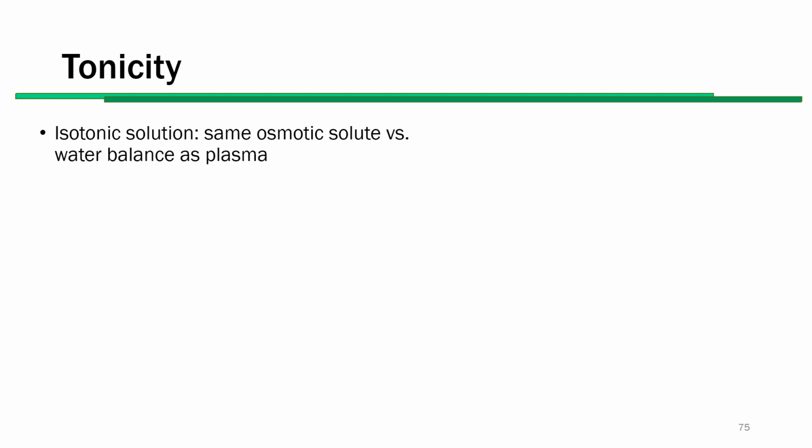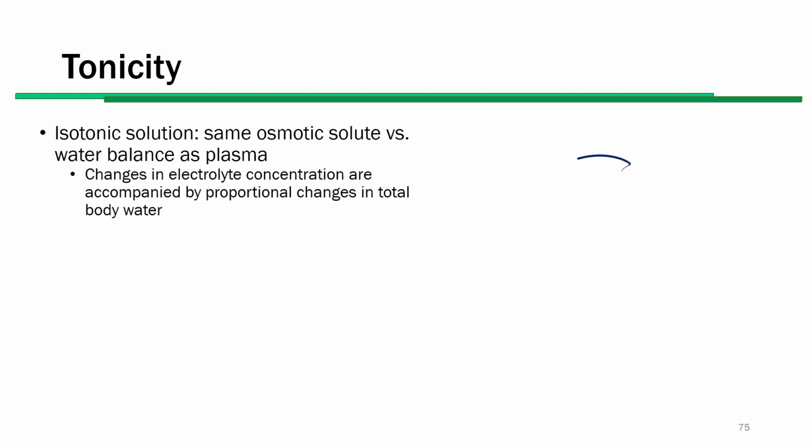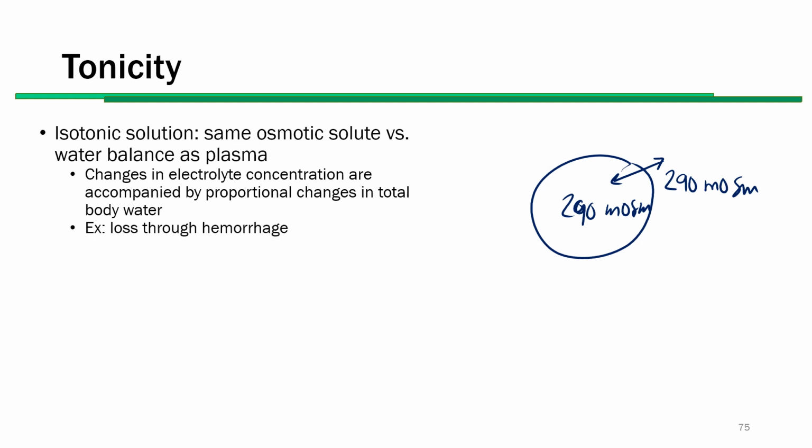So when we talk about tonicity, an isotonic solution has the same osmotic solute versus water balance as the plasma. So if you put a cell into an isotonic solution, let's say it's 290 milliosmoles, an isotonic solution would be the same inside the cell as outside the cell. So there's still going to be water and solutes going back and forth, but they're at equilibrium. Any changes in electrolyte concentration are accompanied by proportional changes in total body water in an isotonic.